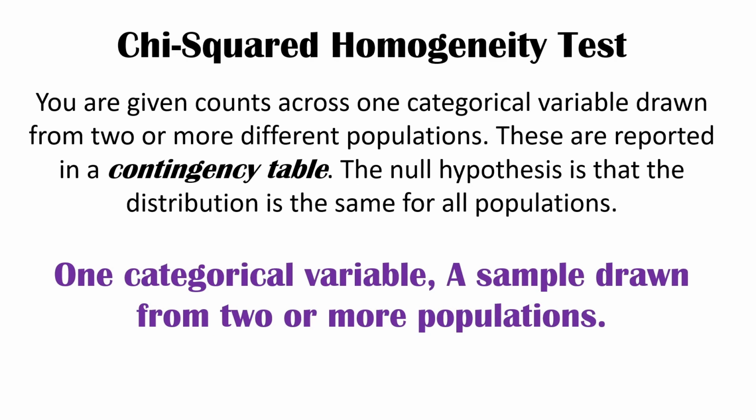So in this kind of test, you're given counts across one categorical variable drawn from 2 or more different populations. So these data, these counts, they are reported in a contingency table. The null hypothesis is that the distribution is the same for all populations. So the thing to remember is, for a homogeneity test, we have one categorical variable. Here, the categorical variable is the defense. And we have a sample drawn from 2 or more populations. So in this case, for each defense, we took a random draw. Each defense corresponds to a population.